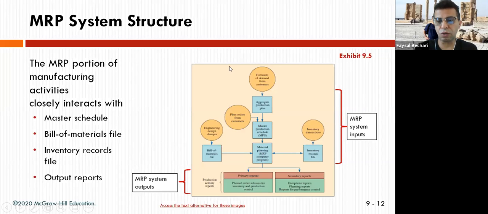Now, we don't need to look at this part. We just need to know that the MRP portion of manufacturing activity closely interacts with the master schedule, the bill of materials, what is needed as a part of it, the inventories that we have in the warehouse on record, and the output reports: how many are being produced, when they are going to be produced, and the rest.